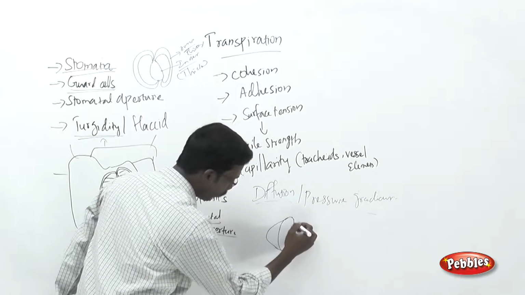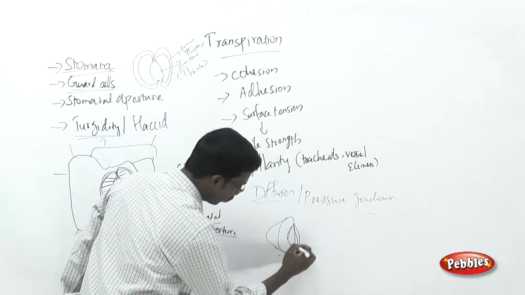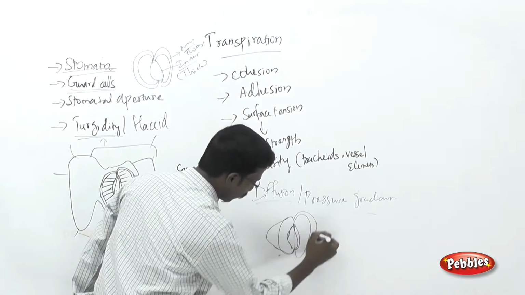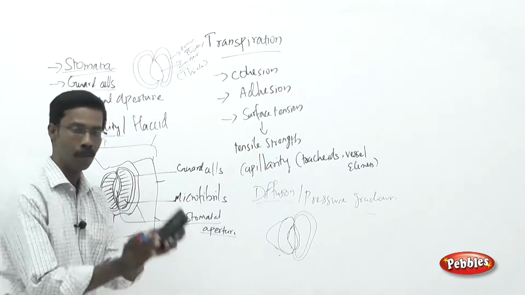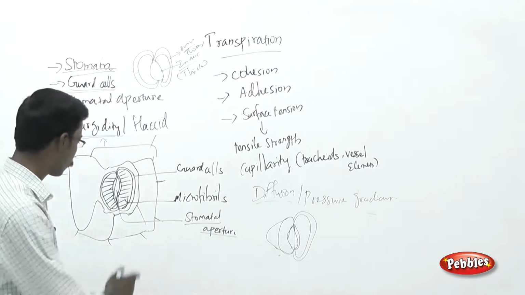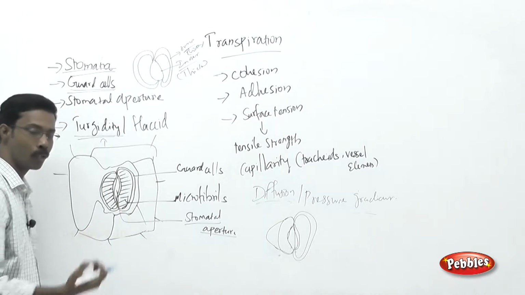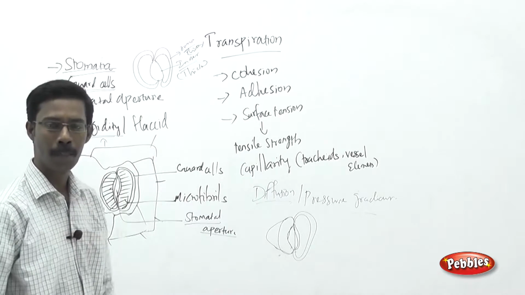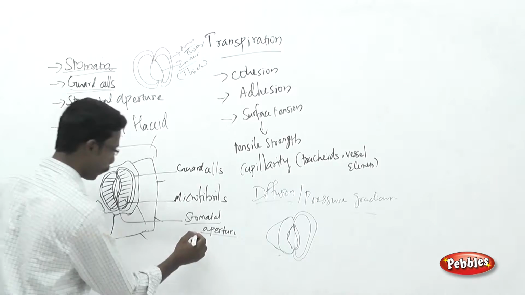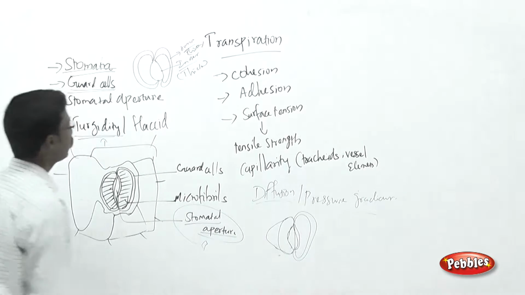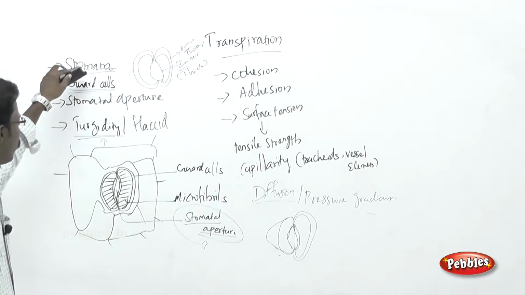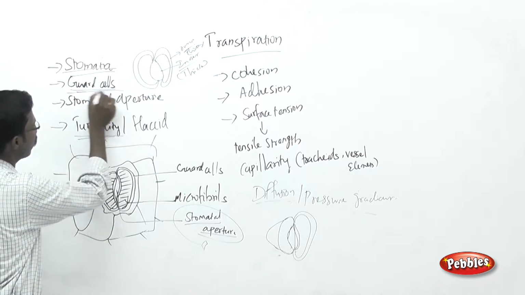It will form a shape like this. It will form an opening like this, so it will open the particular aperture. So it will form an opening over here, so that it enhances the evaporation of water through the particular apertures. Okay. So this is what is going to happen during the functioning of the guard cells.